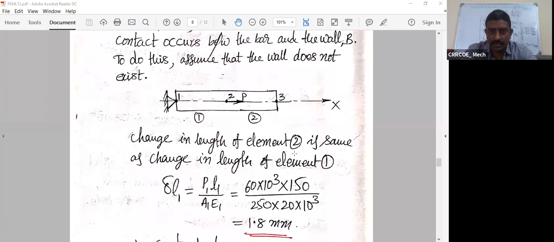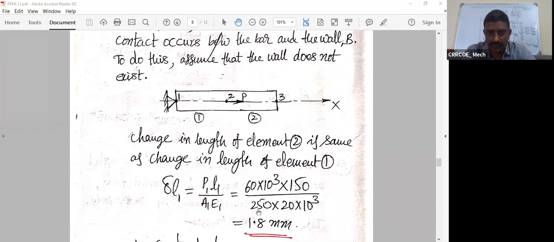According to the principles of solid mechanics, the change in length equation is P1 L1 by A1 E1, where P1 is the load, 60 kilonewtons, 60 into 10 cube. The original length of the element is this part, because on the other part there is no load acting. This load P acts on the part of element 1. So 60 into 10 cube into 150 by area of cross section, which is 250.